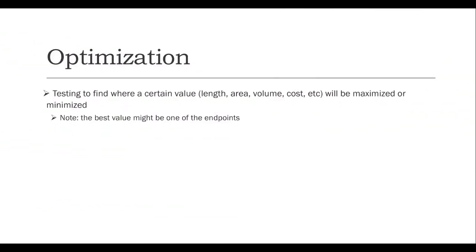Next is optimization. So we've learned about this in a previous video, so we'll just touch on this a little bit more. This is where you test to find where a certain value, such as length, area, volume, cost, or whatever, will be maximized or minimized. And the important thing we want to note in this video is that the best value might be one of the endpoints. So you always want to double check your endpoints to see if that's the best value for minimizing length or maximizing area or something.